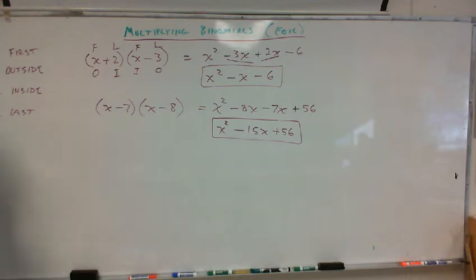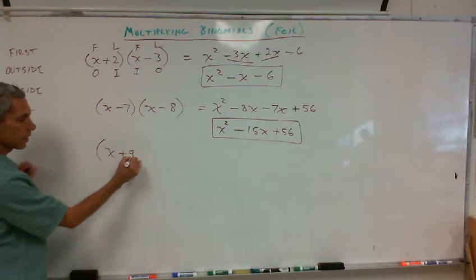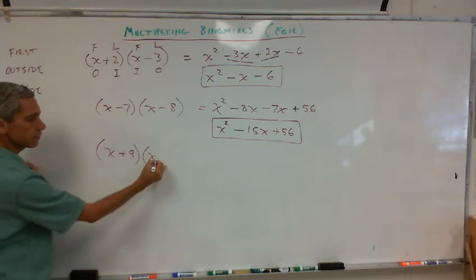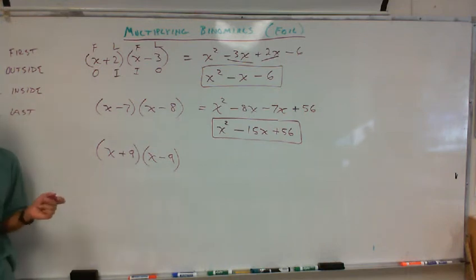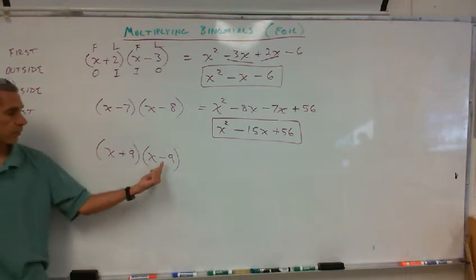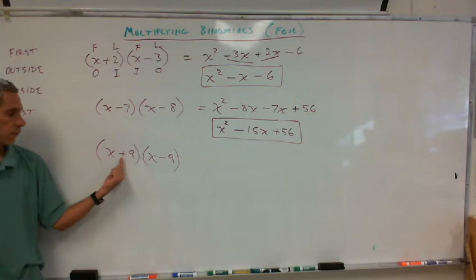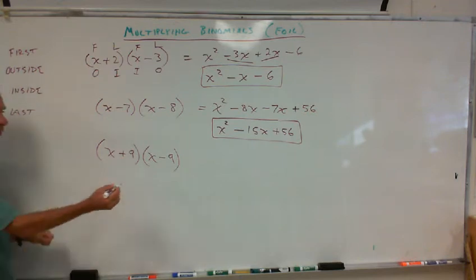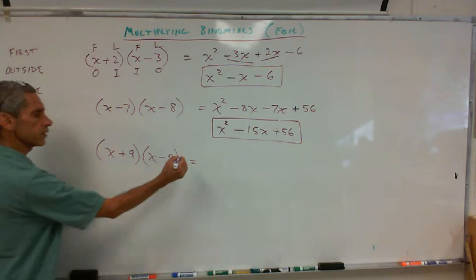All right, now, watch this. What if I had something like this? x plus 9 times x minus 9. Notice the binomials are exactly the same. There's one little exception. There's a plus sign here and a minus sign there, but you have x and x, you have 9 and 9. You just have a plus sign and a minus sign. Let's see what happens. If we have that, we have x times x is x squared.